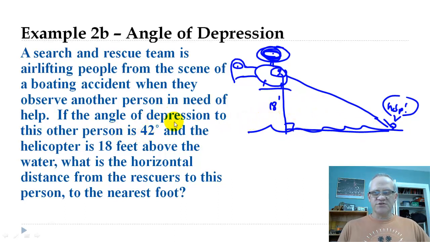The angle of depression is 42. So from the helicopter looking straight out, this angle is 42 degrees. Again, remember, not the one in here, the one out here. So by alternate interior angles, this 42 is the same as this angle down here. This is also 42. And we are trying to find out what's the horizontal distance. So that's the distance from here over. So this is our drawing.